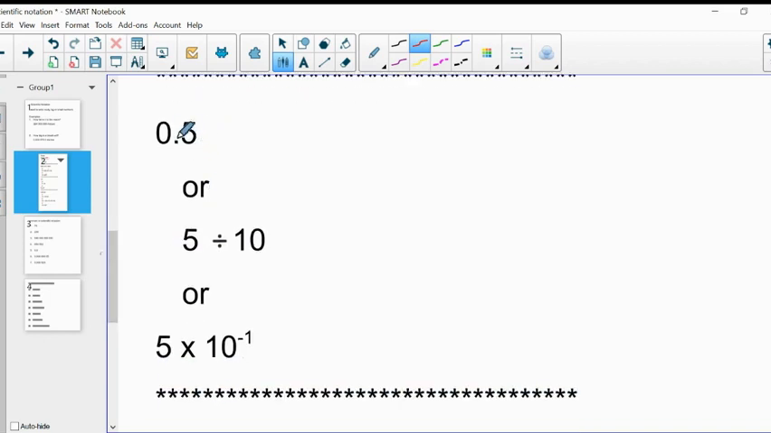Likewise, if you're dividing, 0.5 is the same thing as saying 5 divided by 10. Once again, I'm just moving that decimal place over one place to know that it's divided by 10. And if you're dividing by 10, that's the same as multiplying by 10 to the negative 1.